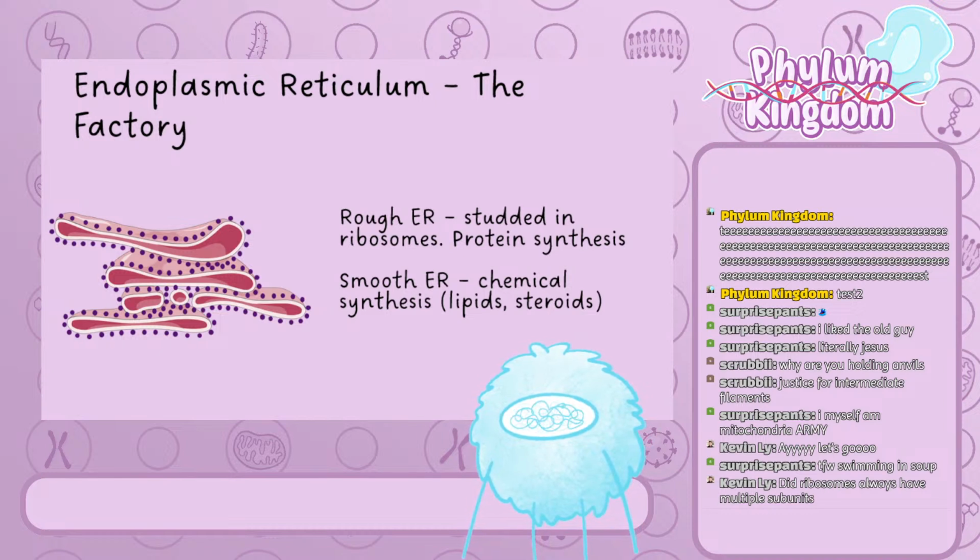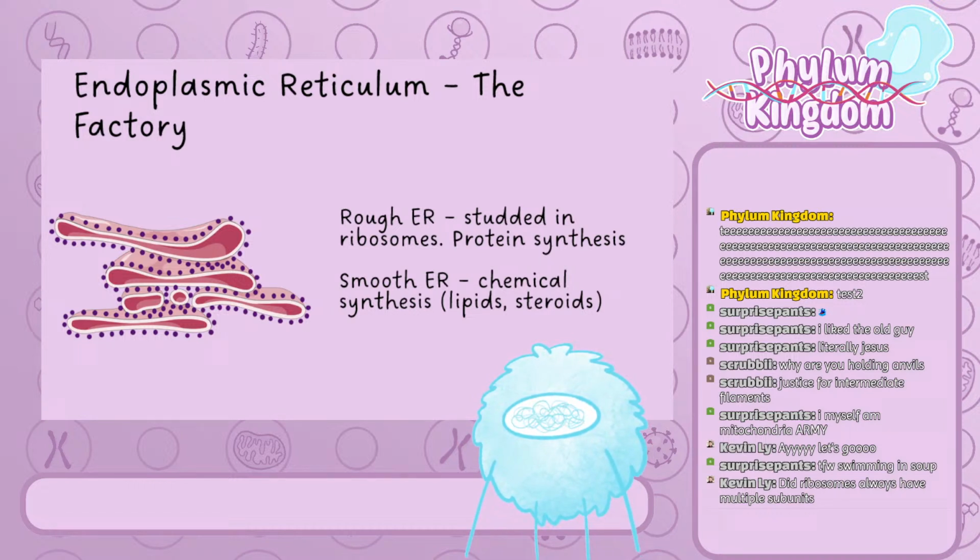Further in the ER, you get smooth ER. This is characterized by a lack of those ribosomes, and that part of the ER does things like make different biological molecules like lipids, fats, steroids, stuff like that. So that's kind of what you would get in a biology class, right? That's kind of what you would learn.